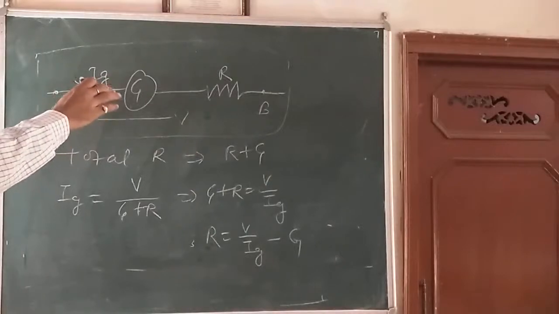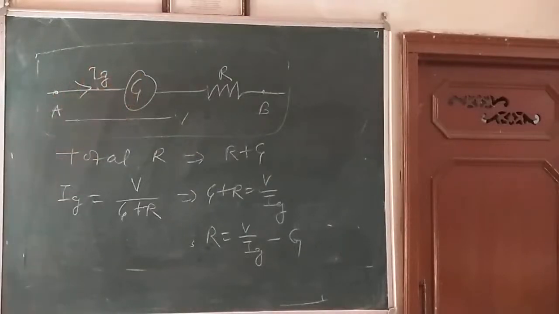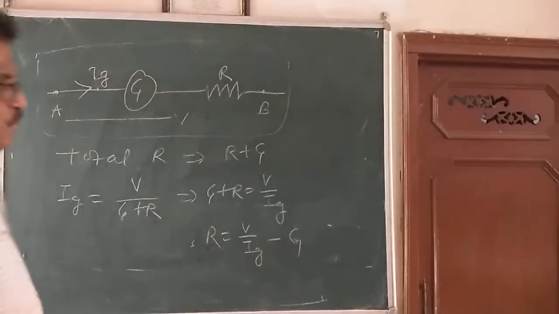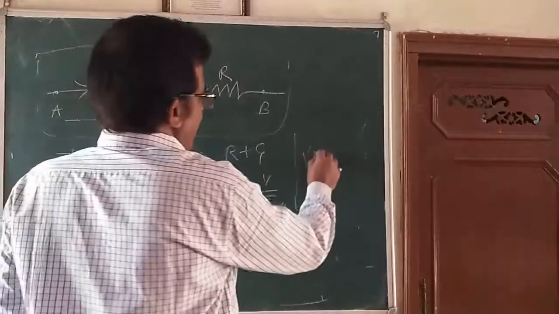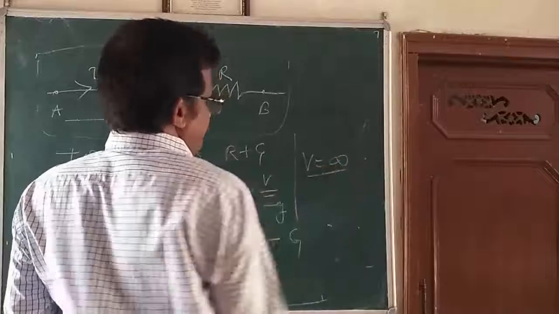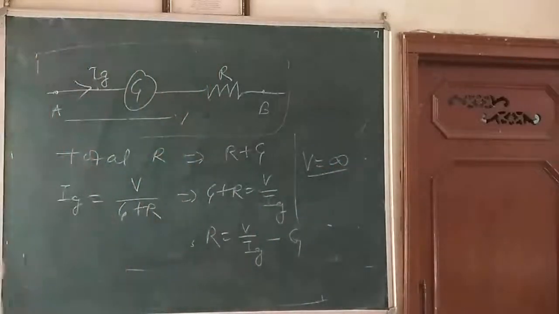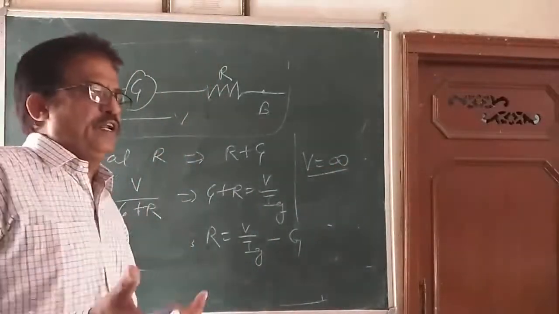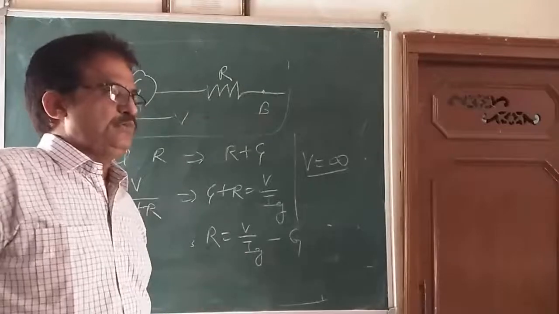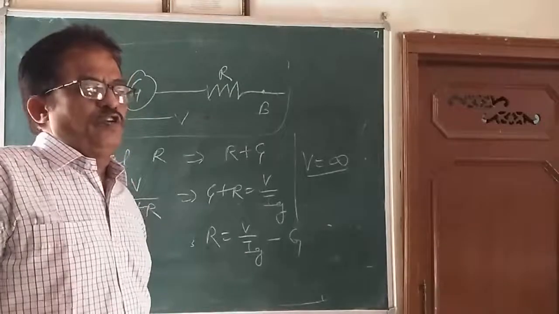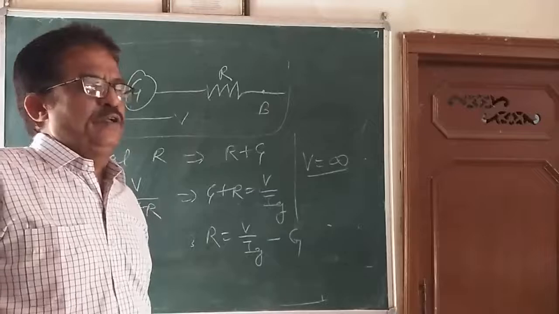Is it clear? Of the range, say 0 to V volt, and the resistance of an ideal voltmeter is infinity. So this is the way to convert a galvanometer into an ammeter or voltmeter. So this is all about this chapter, magnetic effect of current.